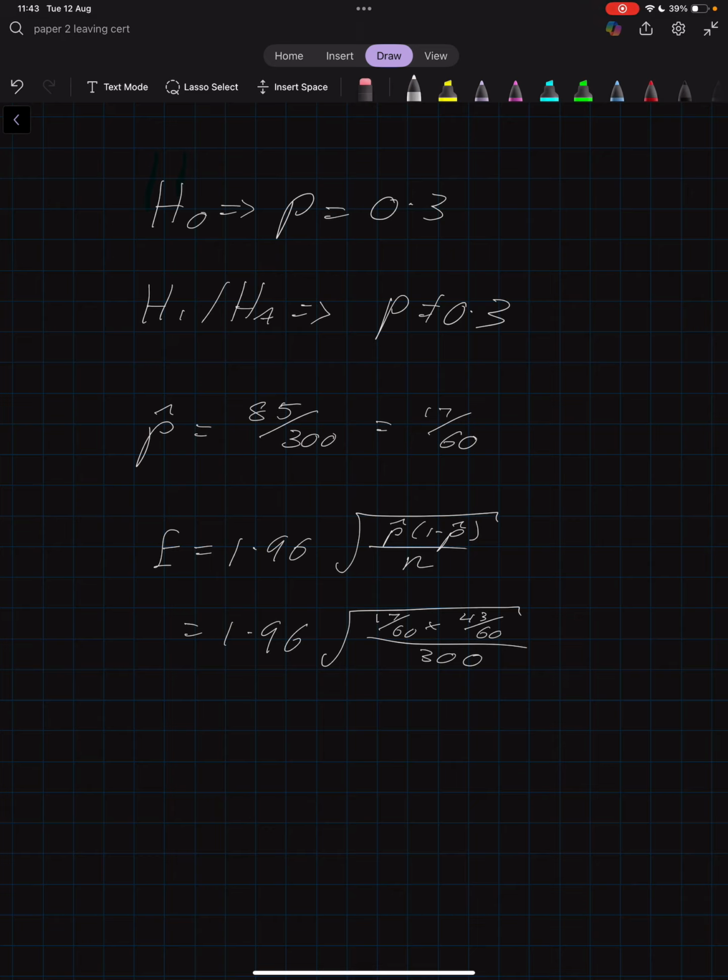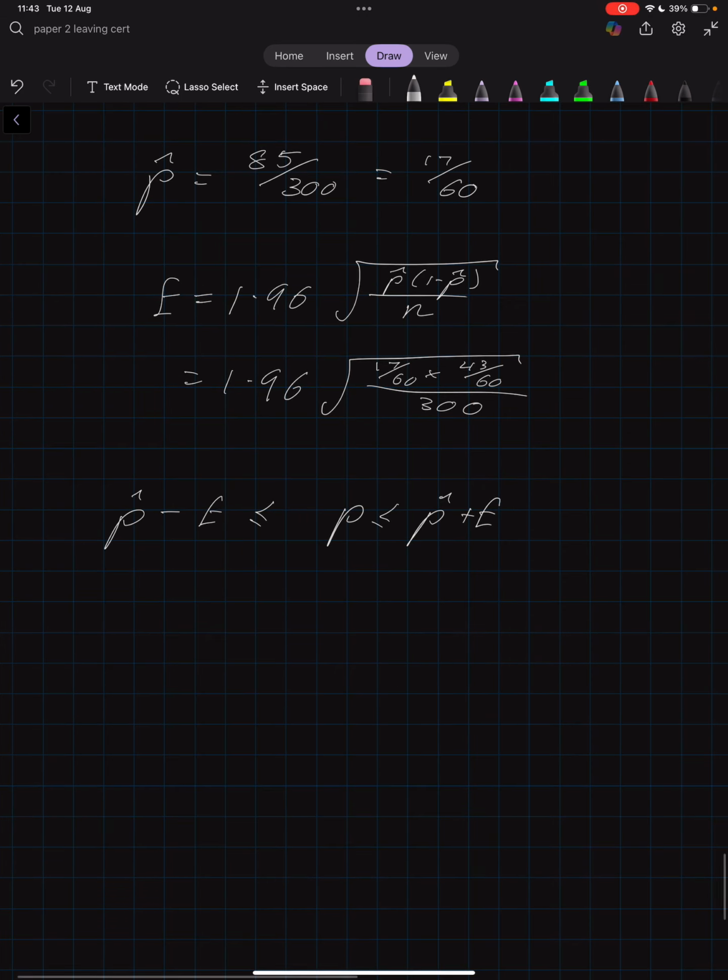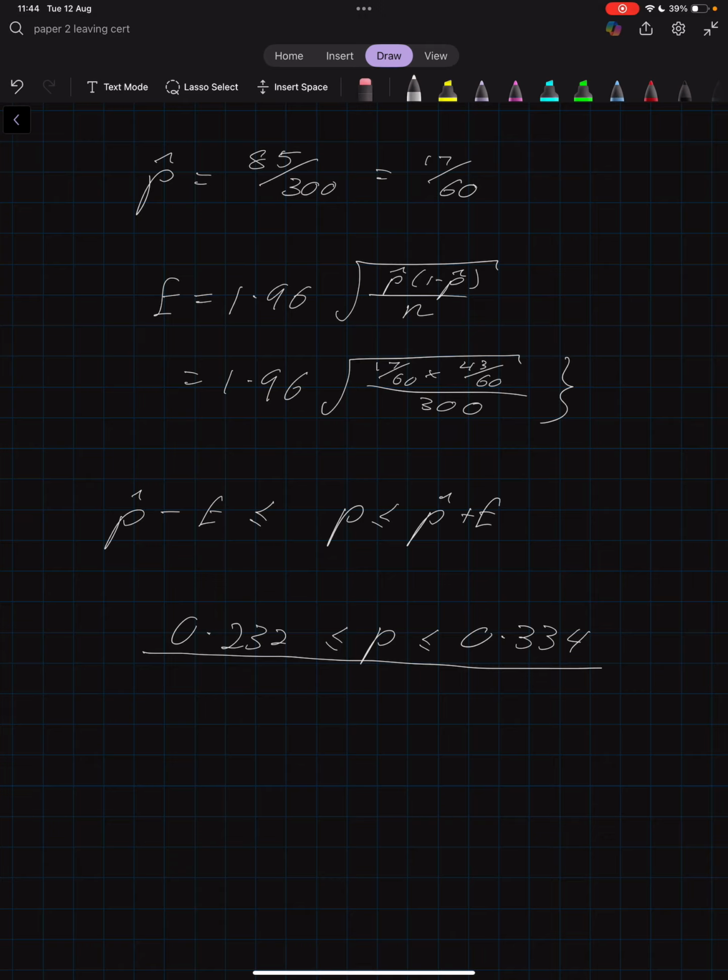So I can say with 95% confidence that the actual p is within this interval. If you plug these in, remember p hat is 17 over 60 and then e is equal to this thing, so just plug that into your calculator, you will find that it's 0.232. So we have this. So p is within this interval and we can be 95% sure.